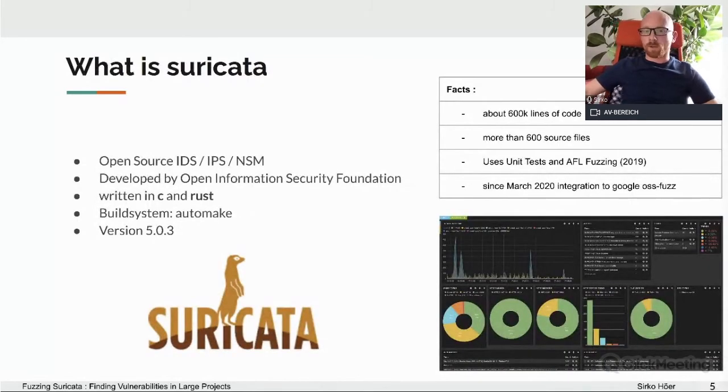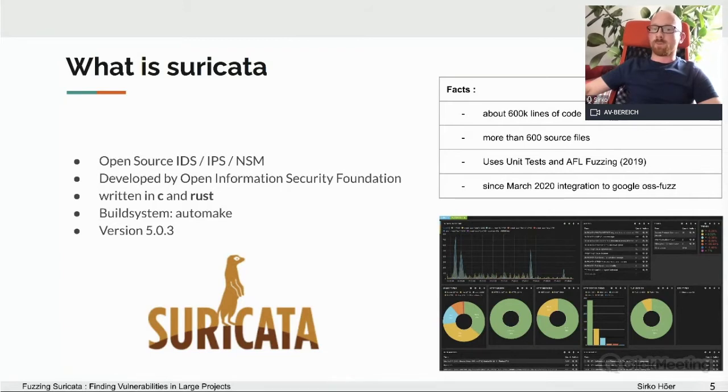What is Suricata? Suricata is, in one sentence, an open source intrusion detection system and intrusion prevention system. For those who are not familiar with it, an IDS is an analyzer that analyzes the local network and reports malicious behavior in this network. It is developed by the Open Information Security Foundation and has many developers, I think over 60 people. The main language used for this program is C, and part of the parsers are also written in Rust. That's very new in Suricata.